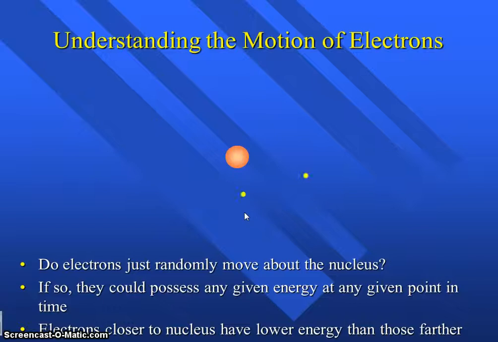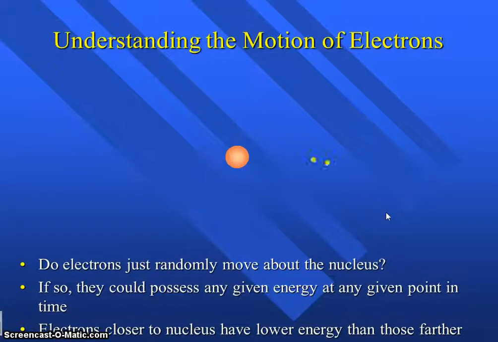A model that has a random motion of electrons would seem to indicate that at any given point in time, the electron could possess any possible amount of energy, depending on how far it is from the nucleus. So that's one option for how we could model our electrons.